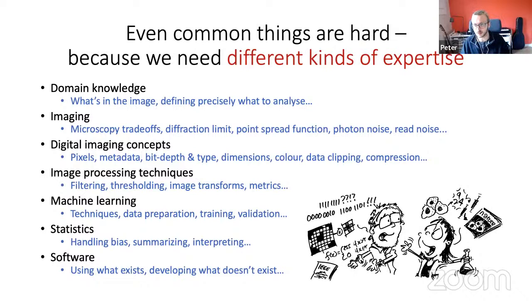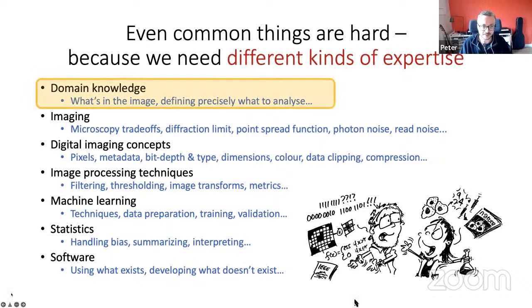We need to know the image processing techniques that can be applied. We need to know machine learning techniques, statistics for bringing it all together. And all this needs to be implemented somehow in software, and then we need to know how to use the software. And so there's lots of different things that we need. Pathology is clearly key and central to it when it comes to digital pathology, but there's everything else as well.